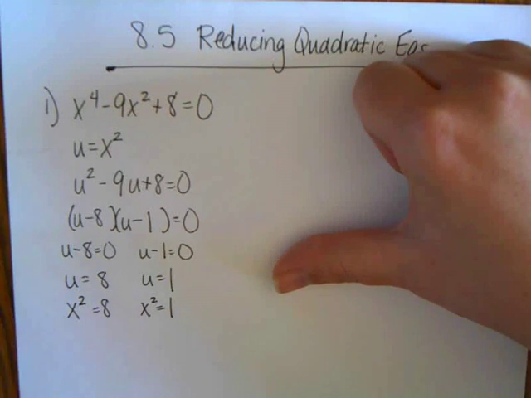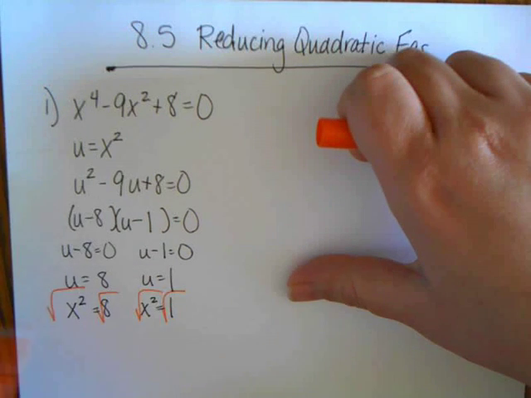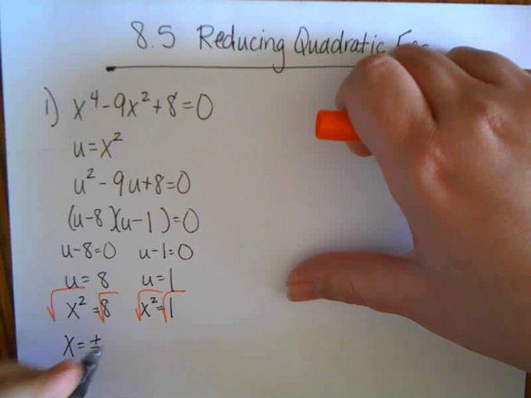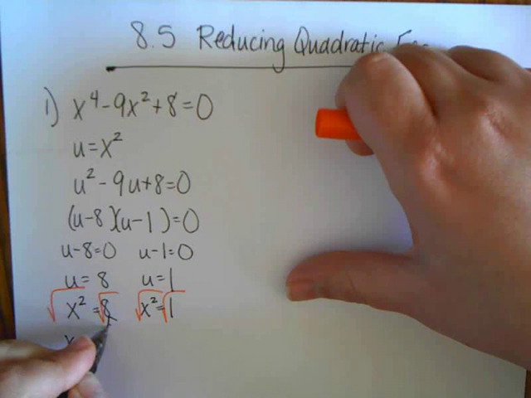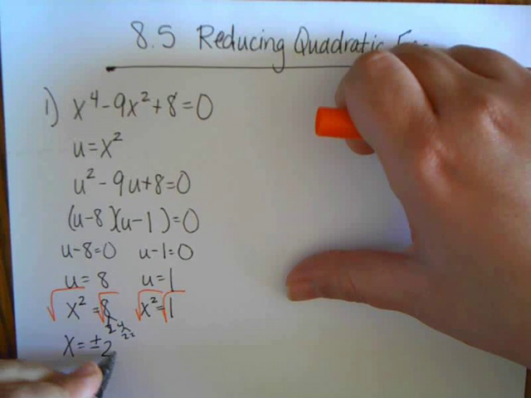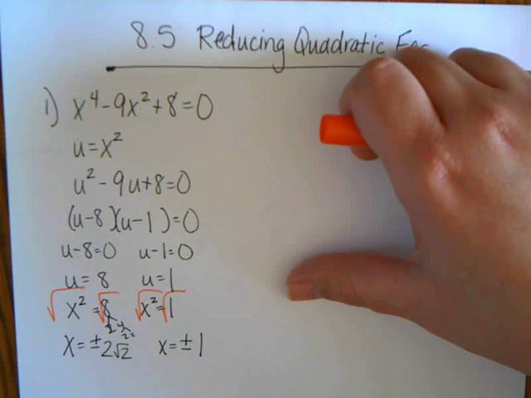So we square root both sides and see that x equals plus or minus square root of 8. If I factor tree, it's 2 and 4, 2 and 2, 2 rad 2, and square root of 1 is plus or minus 1.